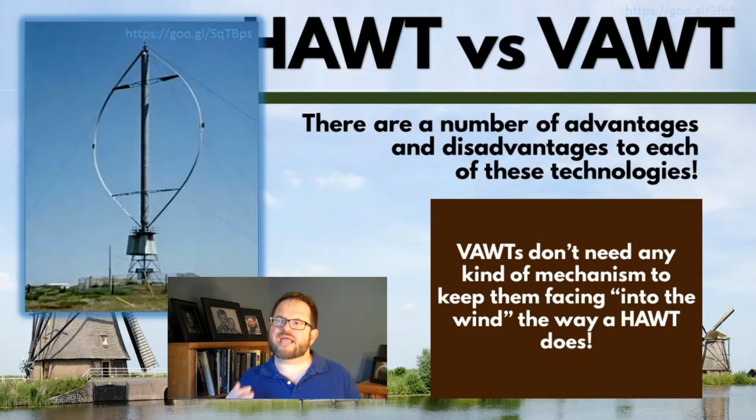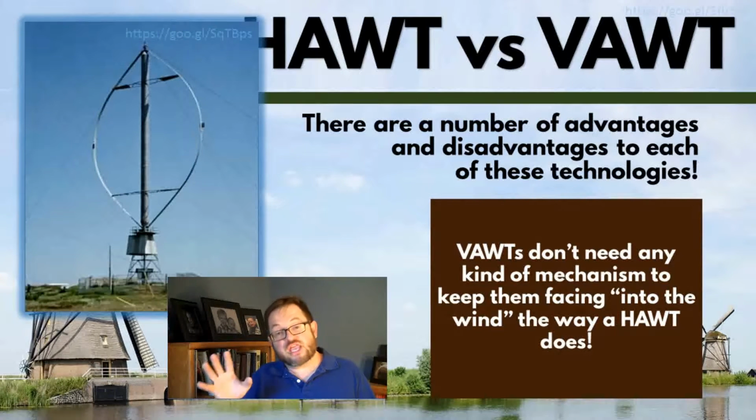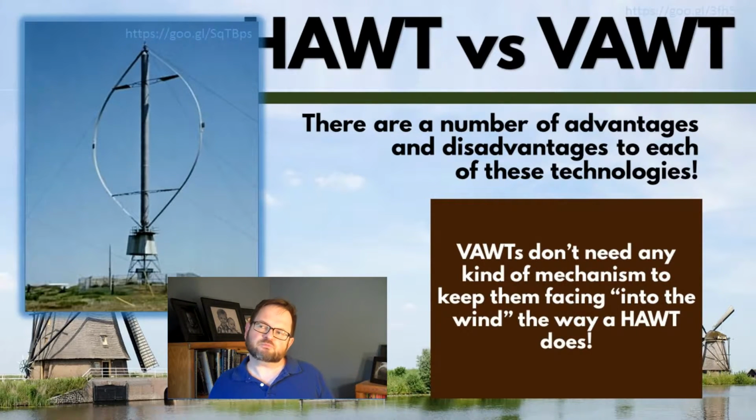Another important big advantage to Vought is that they don't have to face upwind. There's some vocabulary about this in a little bit, but HAWT wind turbines are going to need to be able to turn so that they stay facing upwind. There's no such thing with the vertical axis wind turbines. They just sit and they spin in a given location without having to worry about what direction the wind is coming from.